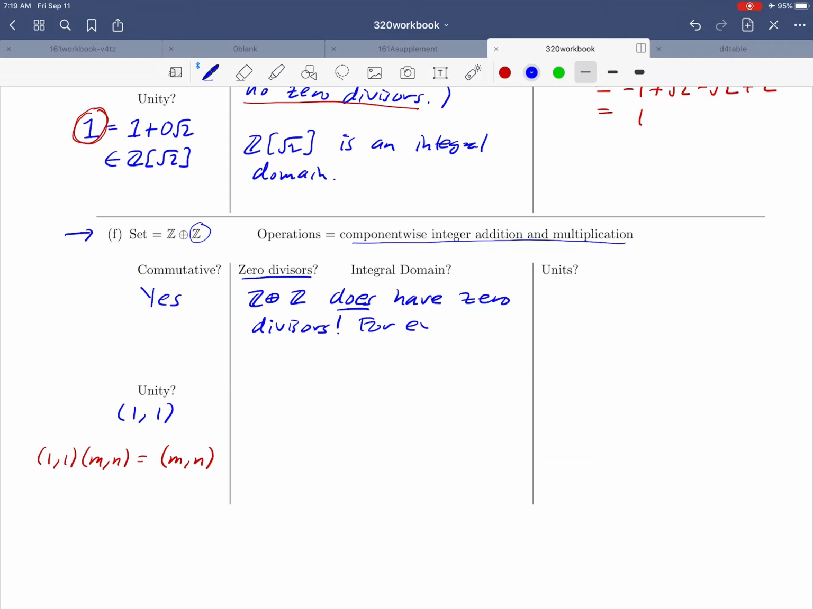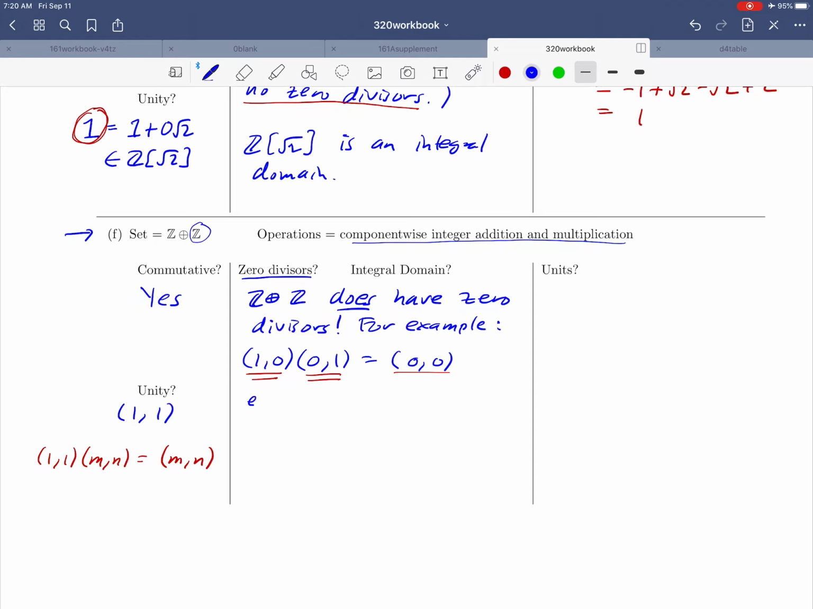Okay, so for example, notice that if you take 1, 0 and multiply it by 0, 1, do that component-wise, you get 0, 0. Okay, and the thing to emphasize here is that 0, 0, that's the zero element in our ring, and notice that these two elements are non-zero. If you make any one of the coordinates not 0, then you're talking about an element in the ring that's not equal to the 0 element. Okay, so those two elements are zero divisors.